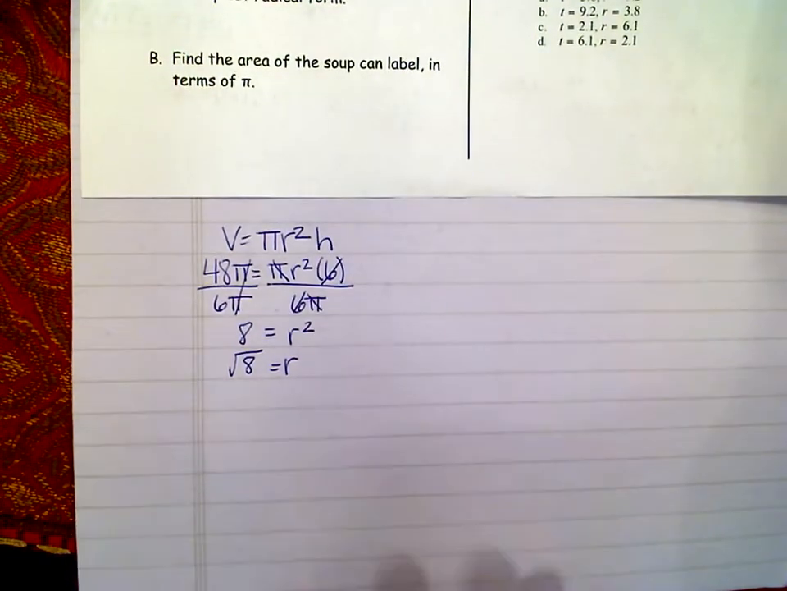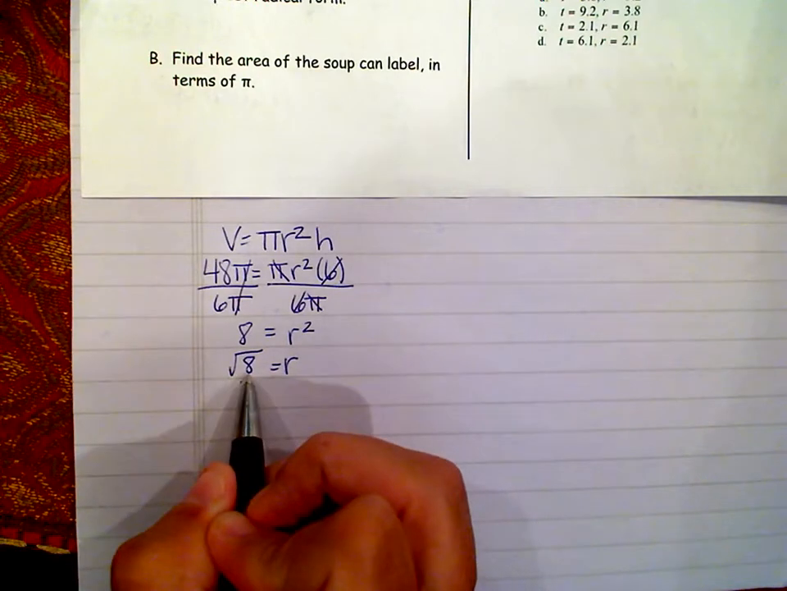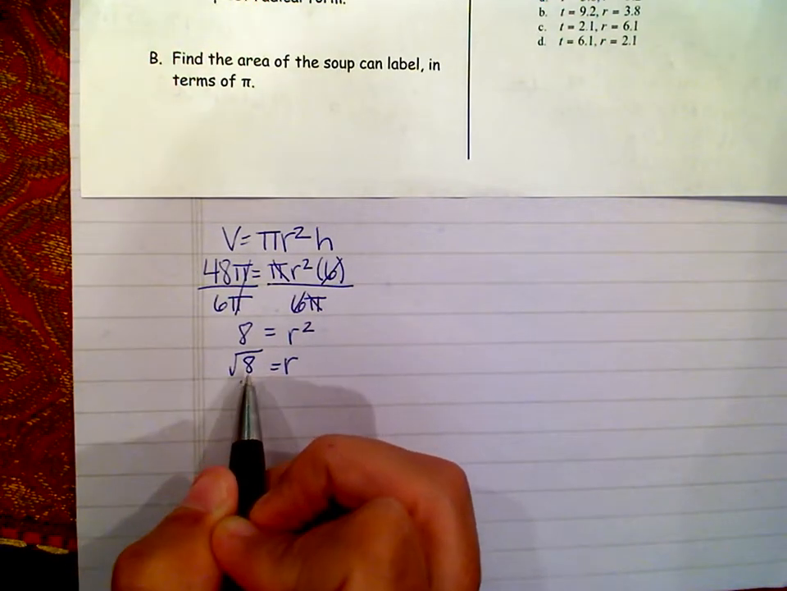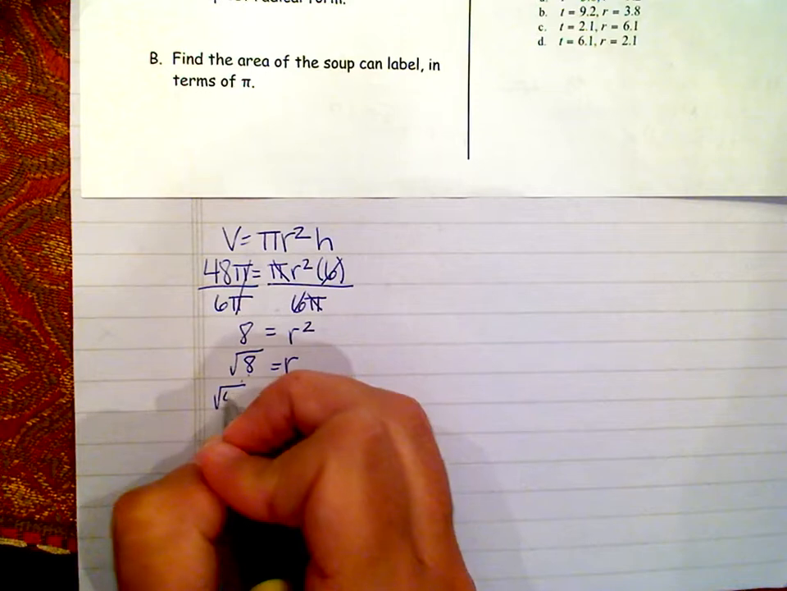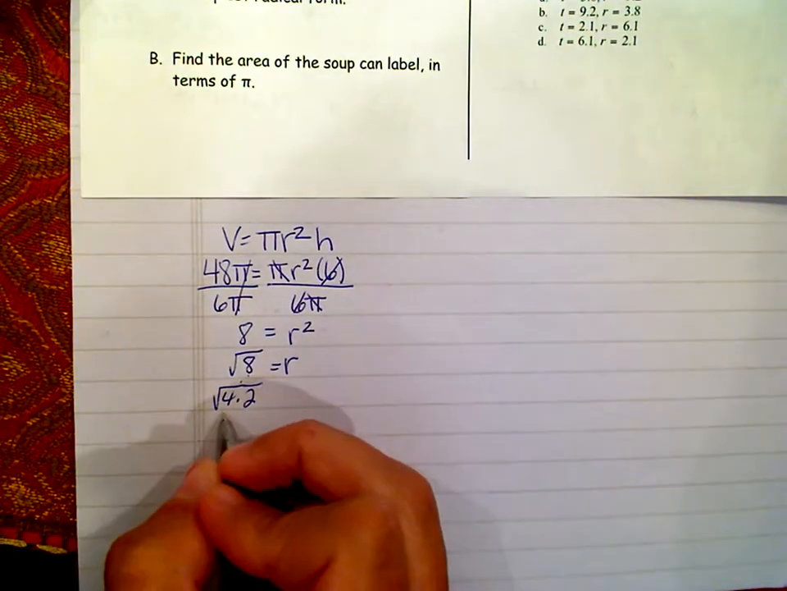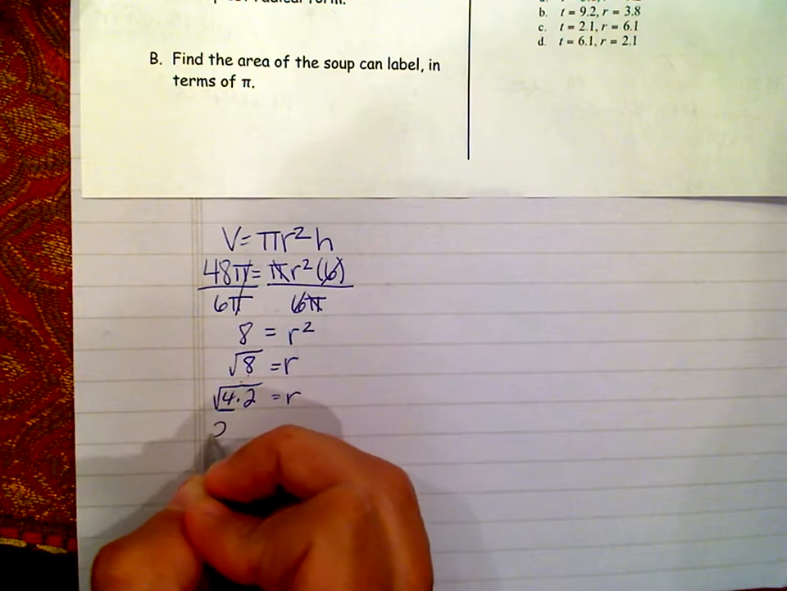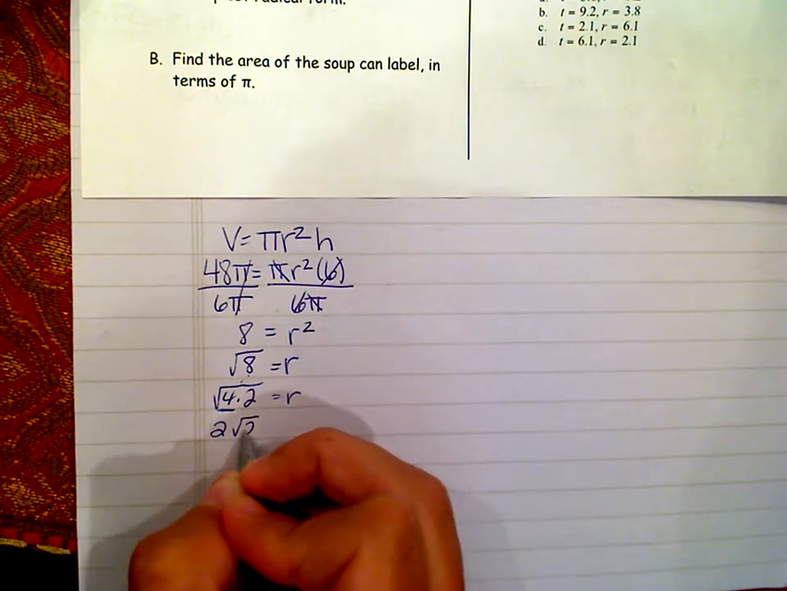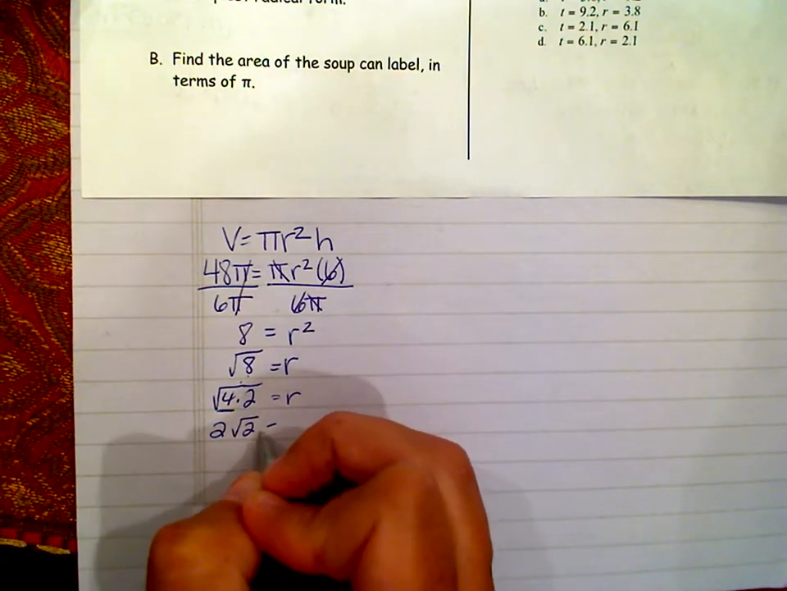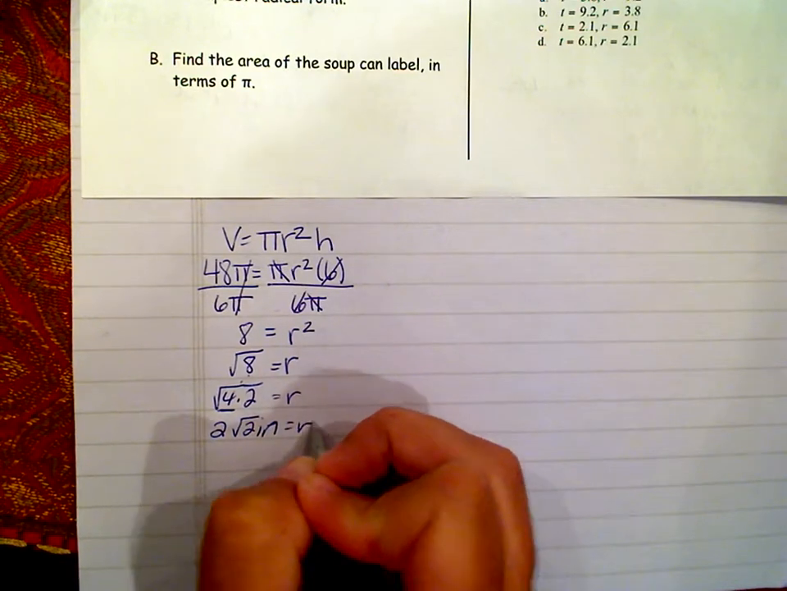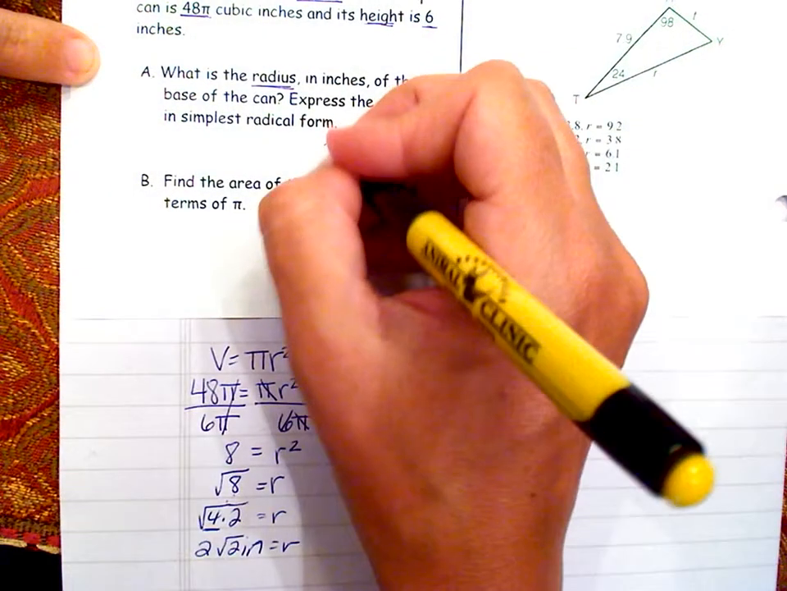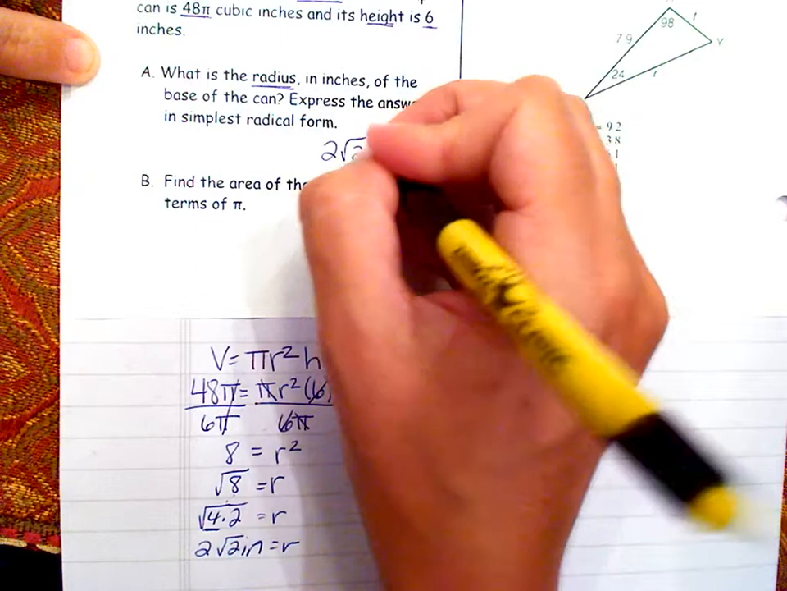So we can rewrite this. 8 has a factor that's a perfect square. So that's 4 times 2, and the square root of 4 is 2. So we take the square root of that, and it comes out. The other one stays underneath. And that would be inches. So our radius is 2 square roots of 2 inches.